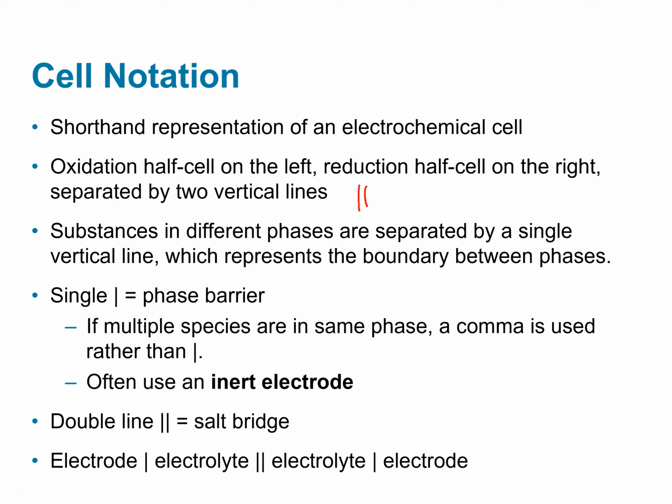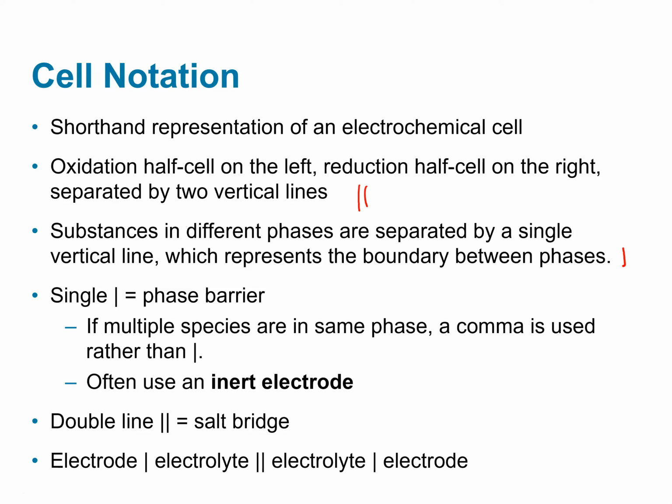So that's going to be your separation of your two half reactions. And then substances in different phases are separated by a single line, which represents boundaries between phases. So, for example, solid phase, aqueous phase, you're going to get the single line. And if you have multiple species in the same phase, you just use a comma between them to show that they're all in the same phase. You don't throw in another single line.